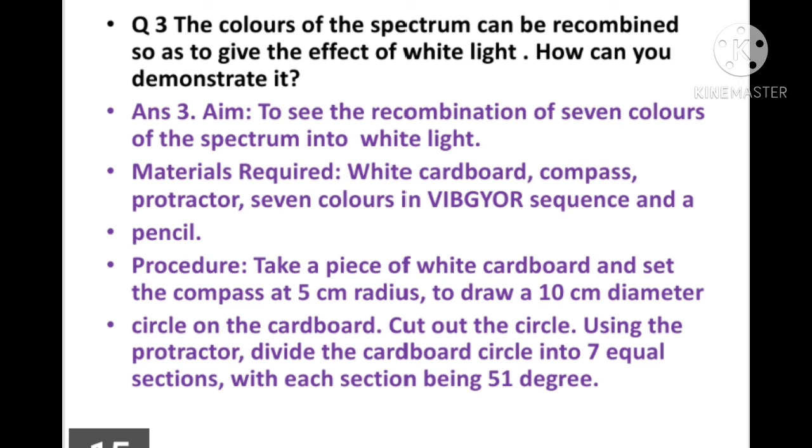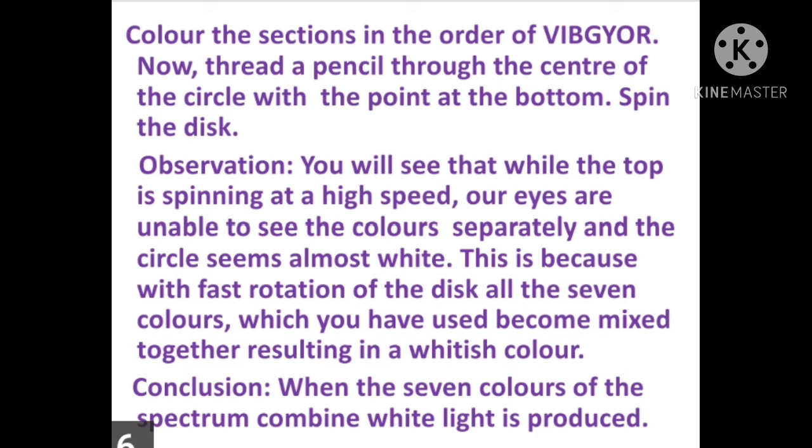Now procedure: take a piece of white cardboard and set the compass at 5 cm radius to draw a 10 cm diameter circle on the cardboard. Cut out the circle. Divide the cardboard circle into 7 equal sections, with each section being 51 degrees. Color the sections in the order of VIBGYOR.